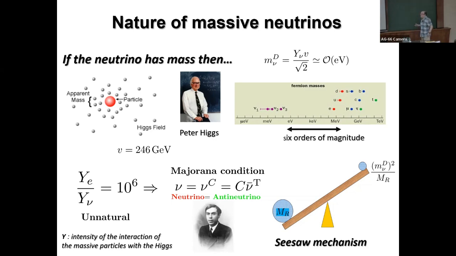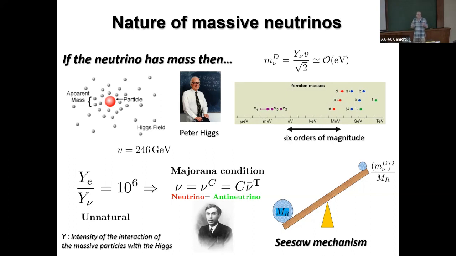So this means that the Yukawa coupling, if you consider the Higgs mechanism, the Yukawa coupling for electrons is going to be 10 to 6 orders greater in magnitude than the Yukawa coupling for neutrino. This is something that troubles the theoretical physicists, because this is something that looks unnatural.